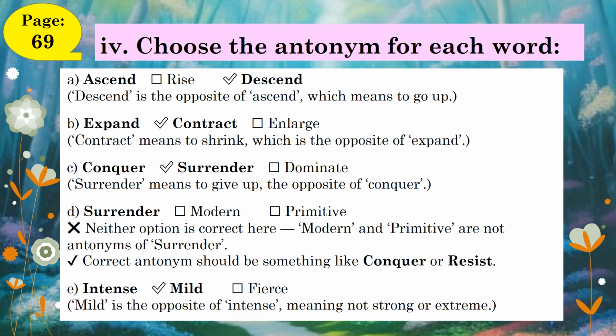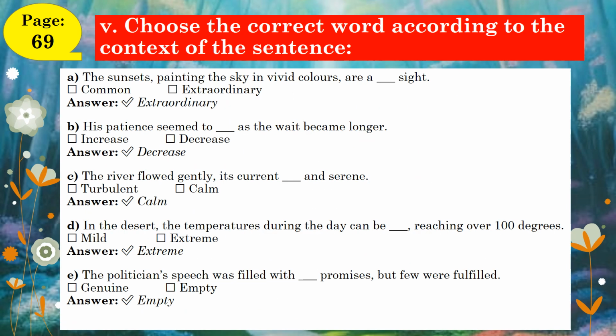5. Intense. The correct antonym is mild. Intense means very strong or extreme, while mild means gentle or not strong. Understanding antonyms helps us develop sharper word choices and makes reading more meaningful. Now let's continue with section V. In this part, we need to choose the word that best fits the meaning and tone of the sentence.